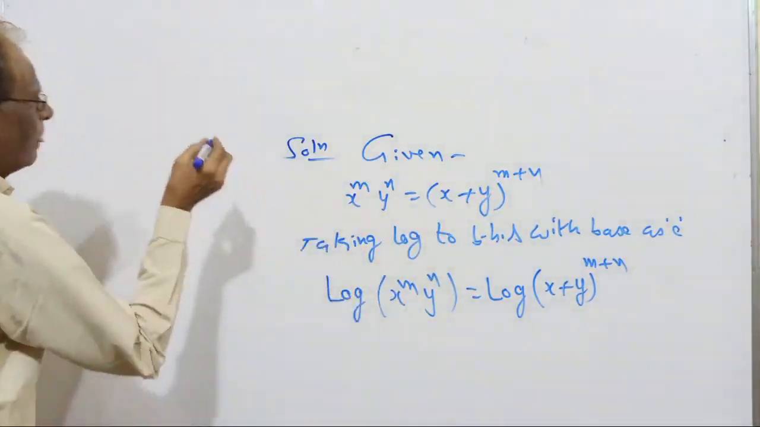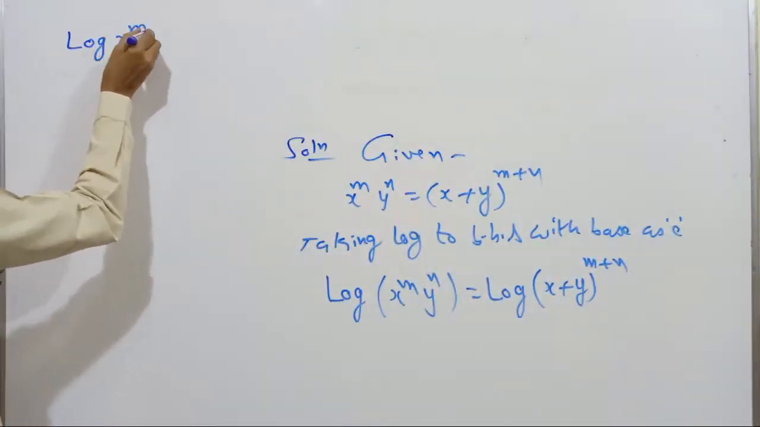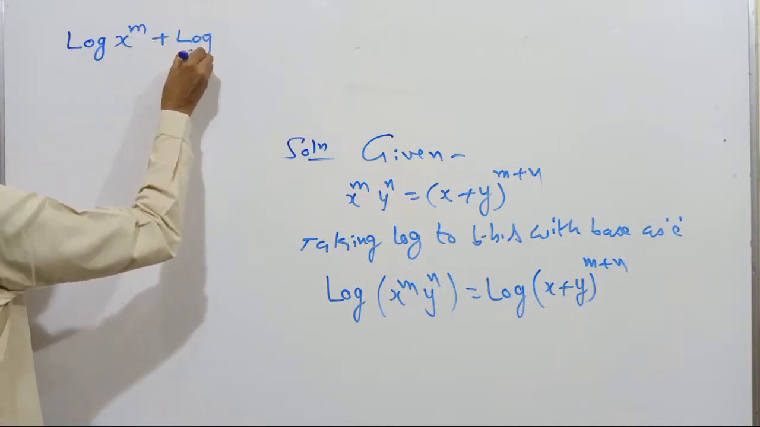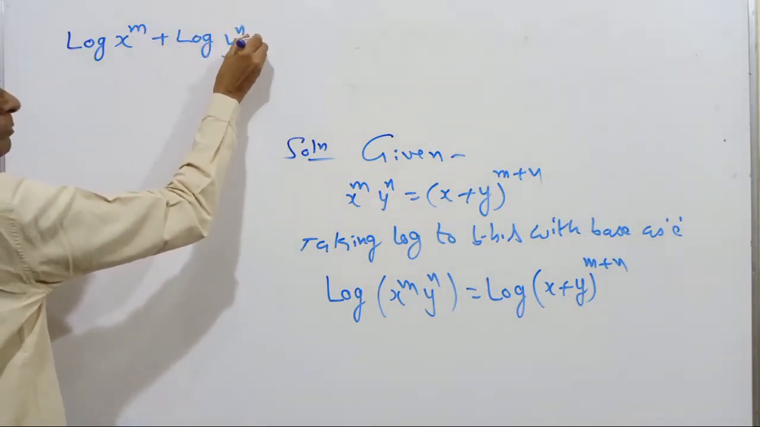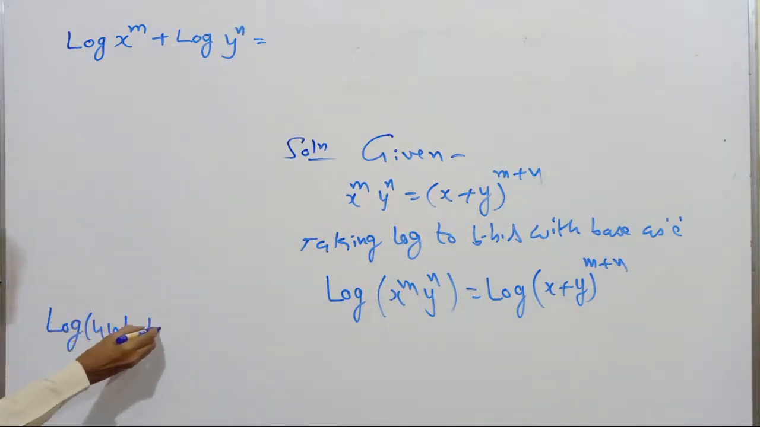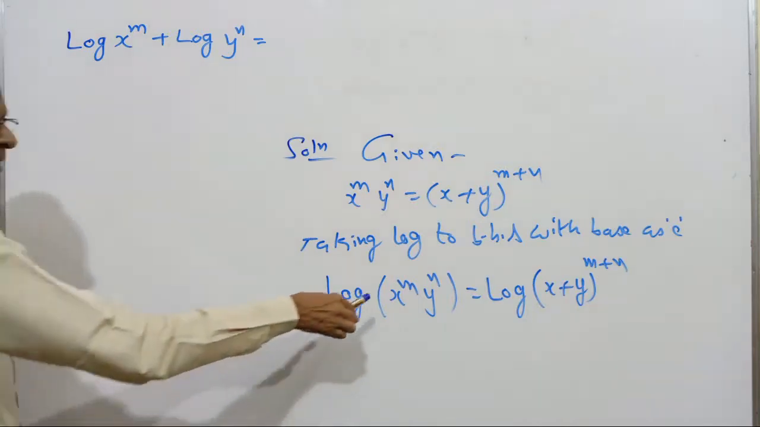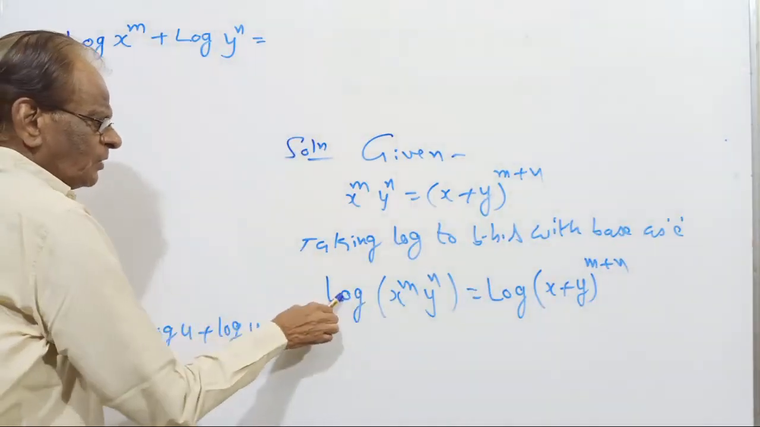Log of A plus log of B. Log of the product: log UV is log U plus log V. The log of a product is log of the first plus log of the second.